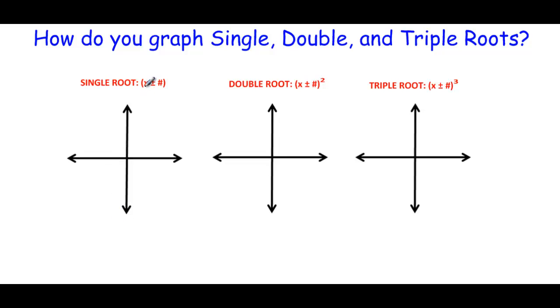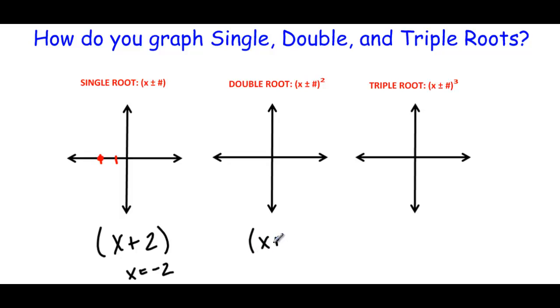It's going to be anything that's x plus or minus some sort of number. So let me give you x plus, let's say, 2. Okay, and it's called a single root because it has this imaginary 1. It's to the first power. Well, if I have x plus 2 as one of my factors, I know that x equals negative 2 would be one of my solutions or one of my zeros, or sometimes called a root. So if I go to negative 2, I can put a point.